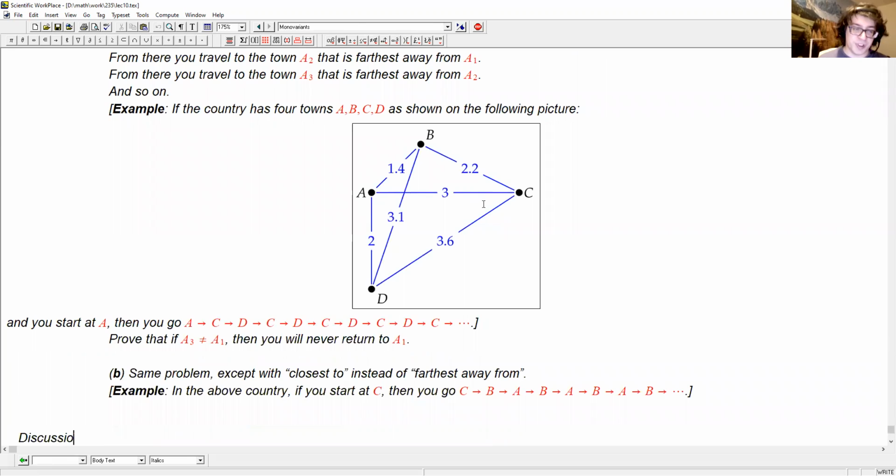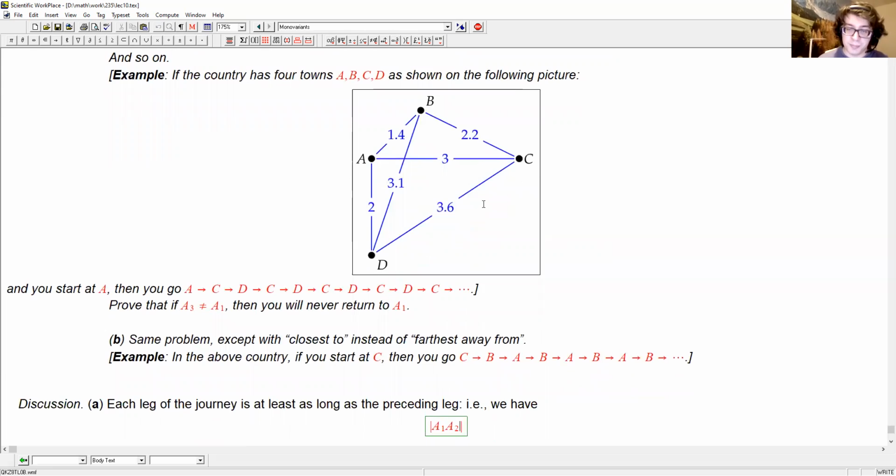So, how do you prove this? And this time the monovariant is particularly simple. I won't even speak of a monovariant. So the idea is each leg of the journey is at least as long as the preceding leg. In other words, we have the distance A1, A2 is less or equal to the distance A2, A3 is less or equal to the distance A3, A4, and so on. Why? Well, let's prove this inequality. The others are exactly the same argument.